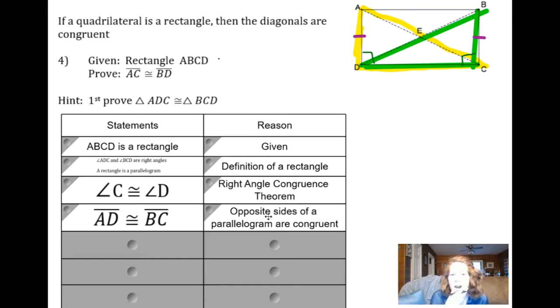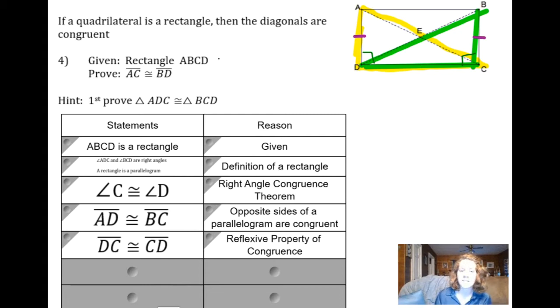All right. Now, I have an angle and a side. It'd be nice if I could do something with this. Well, duh, it's the same line. So I can definitely say that DC is congruent to CD because they're the same line, and that's the reflexive property of congruence. So if I go through and look at what I've got, I have an angle, I have a side, and I have a side. But if I mark it, what I actually have is, this is congruent to itself. So what I actually have is side, angle, side.